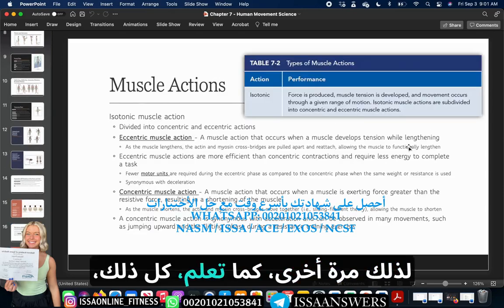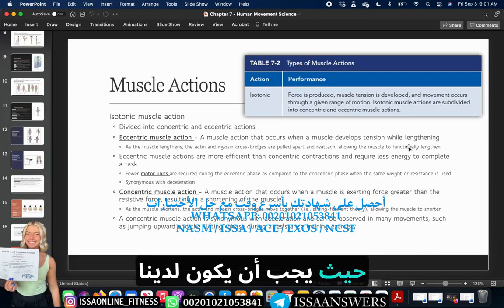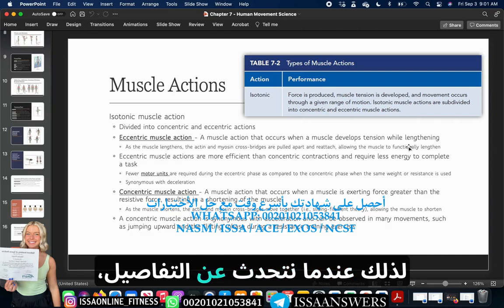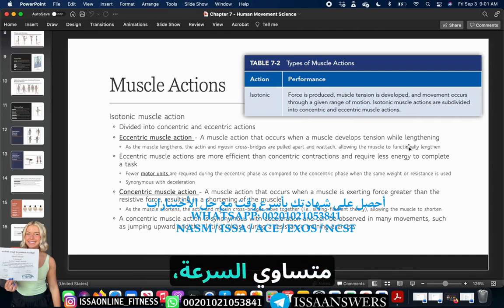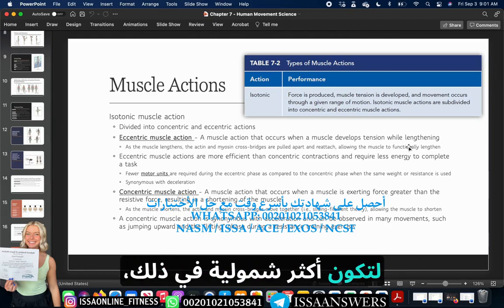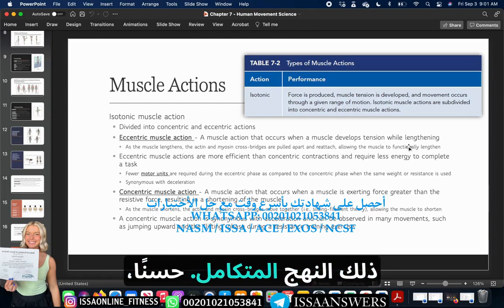So again, all of that is really good, but how do we put ourselves in that position? Well, we have to have specific muscle actions. So when we talk about specifics, we're going to get into 3 different types: isotonic, isometric, isokinetic. Each one of them has its own value, and each one of them is going to be very important for you to be more well-rounded in that, as we used earlier, integrated approach.